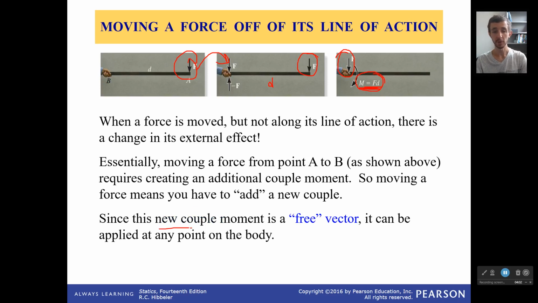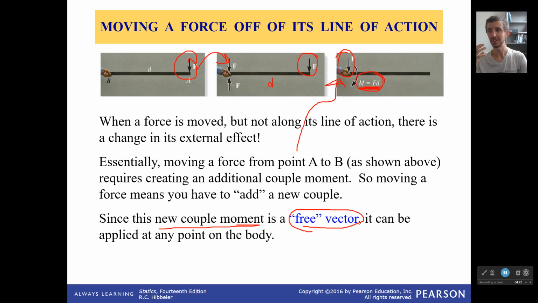Now this new couple moment that you are adding to this is a free vector. That means that you can put it anywhere you want, including, in this case right here, the hand, because that's what I care about at this point. I want the hand to be where this moment is attached. And this is it. It's really not that hard.